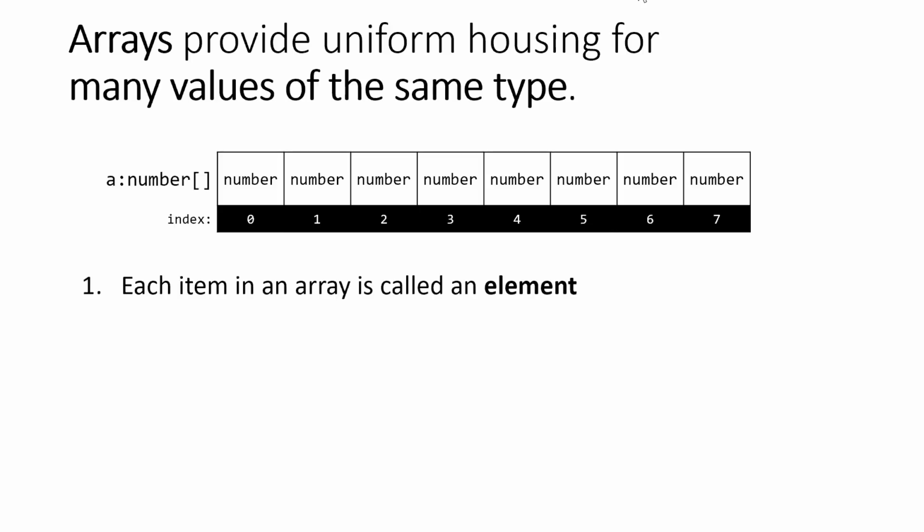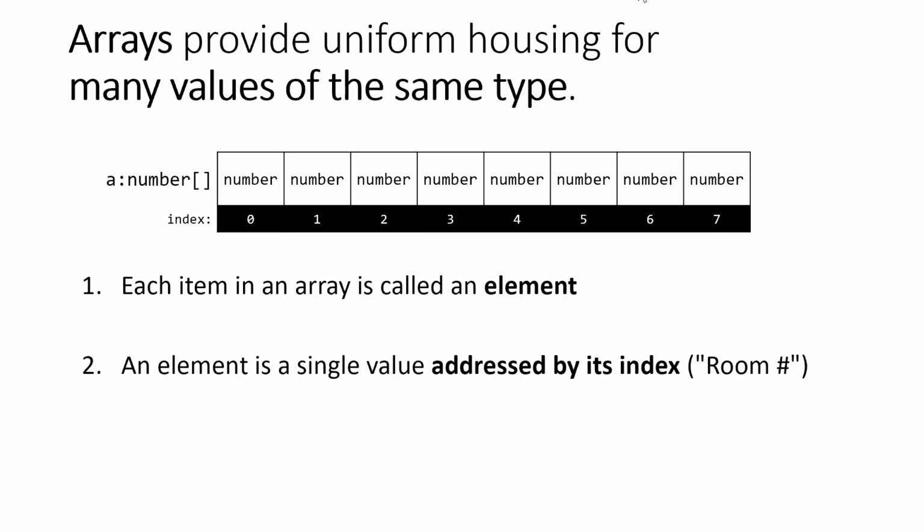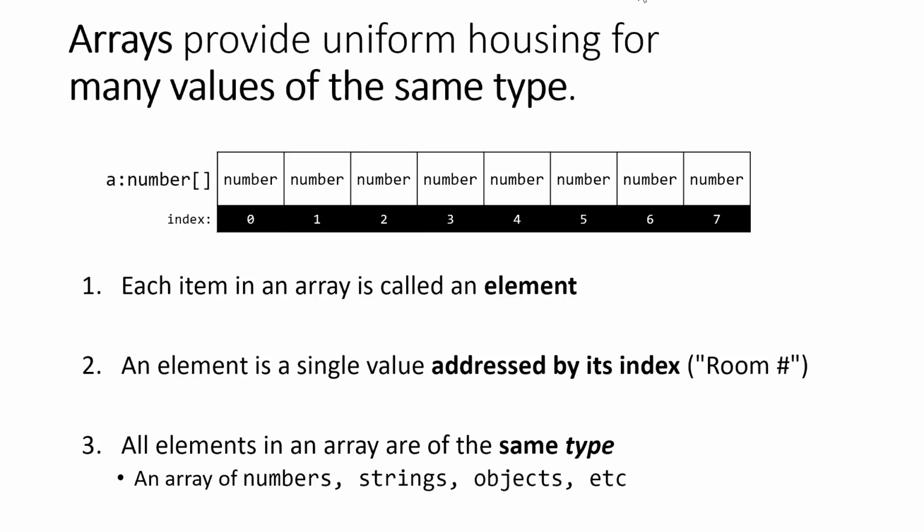So we can have an array of numbers, we can have an array of strings, and there's some new terminology we need to learn in conjunction with arrays. First, each item of an array is called an element. Each element is addressed by its index, and our indexing starts at 0. All elements of an array are of the same type. So you might have an array of strings, or an array of numbers, or an array of booleans.